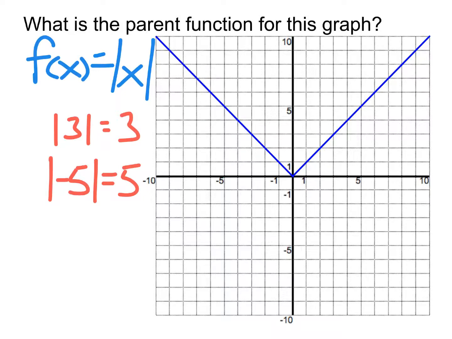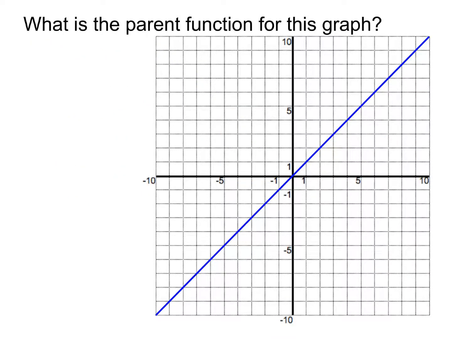That's what it does. And that's why our graph looks this way. Because like the absolute value of 3 was 3, the absolute value of negative 5 was a positive 5. That's why it bounces back up, because it's making whatever it was positive. Our y values can never go negative as a result. Let's go through the other two real quick here. So for this graph, what is the parent function?